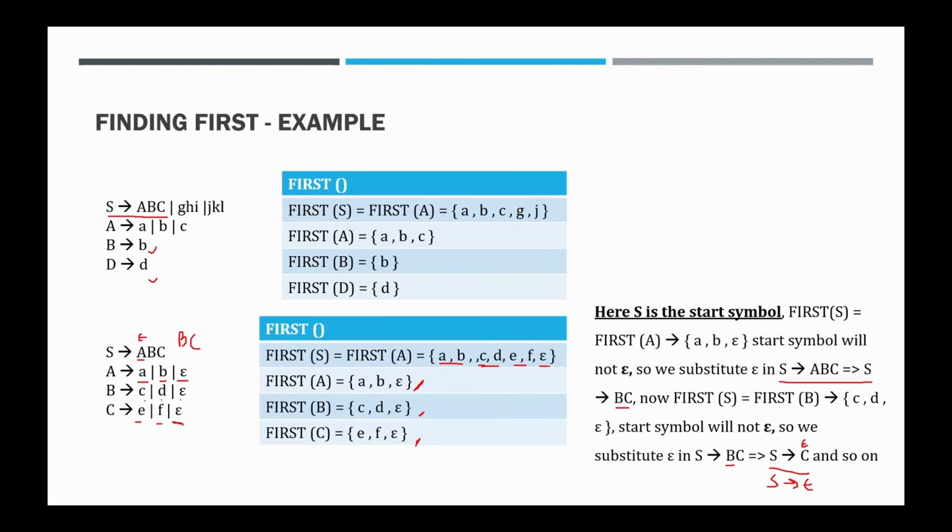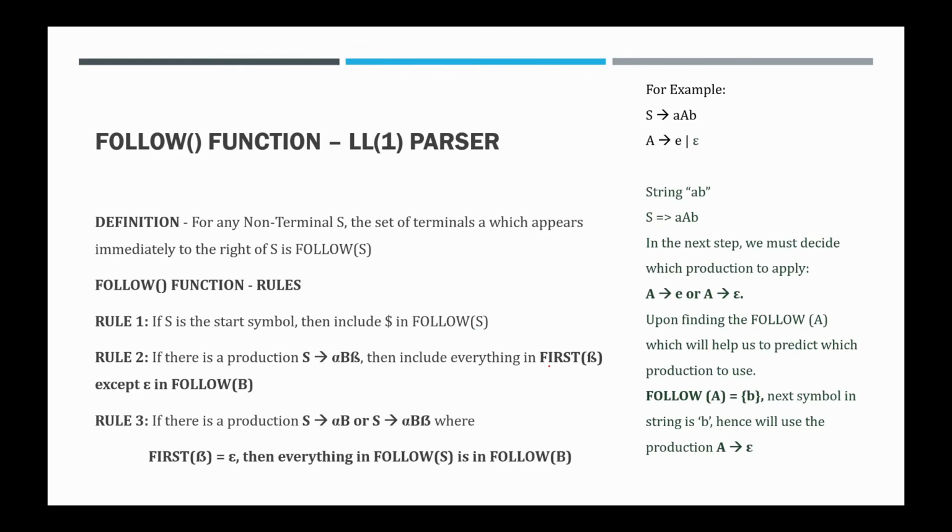Done. Okay, what is the next step in predictive parsing table construction? We need to find the follow. Okay, so follow is also very simple. Here we first will see the definition of follow. For any non-terminal S, the set of terminals that appear immediately to the right of S is follow. Very simple.